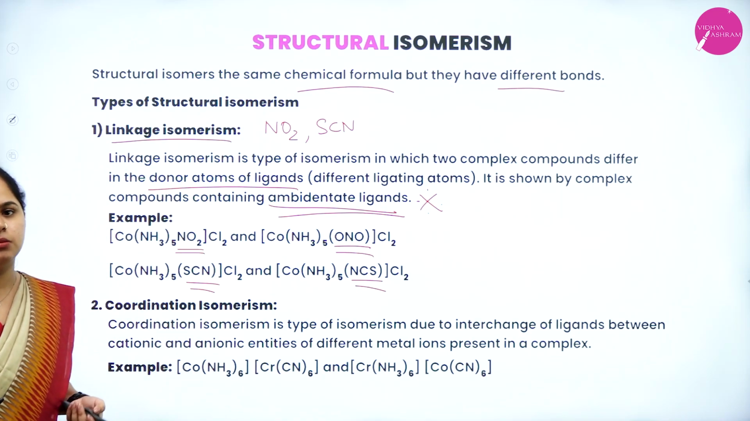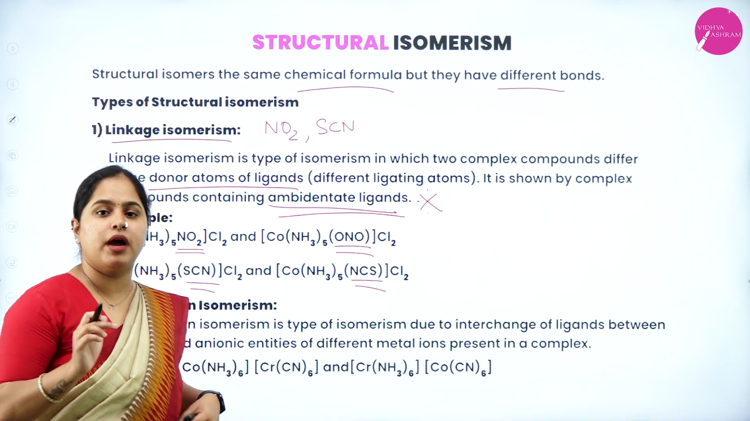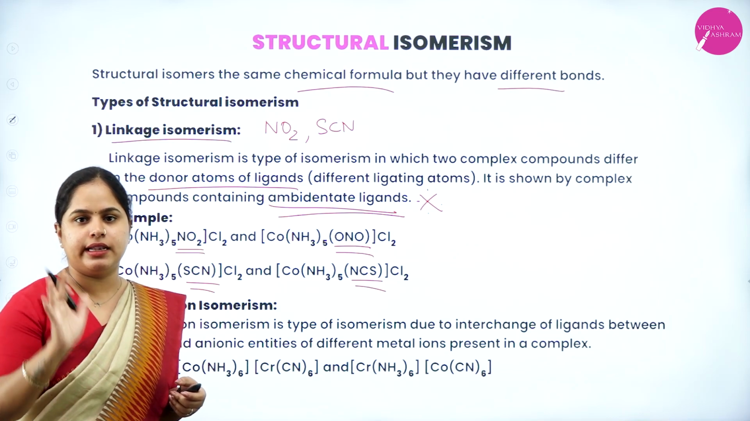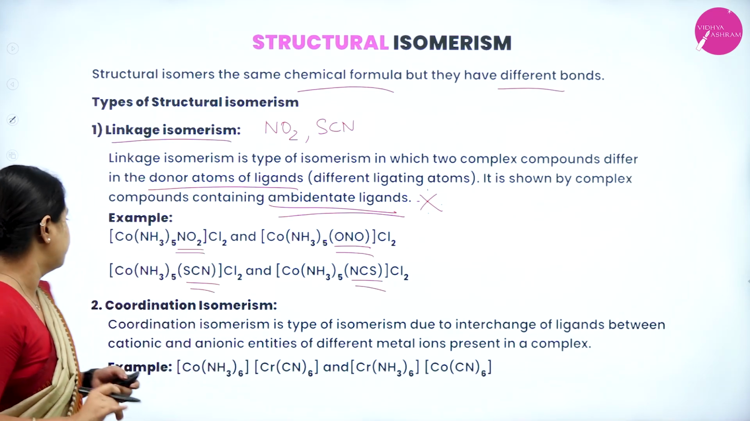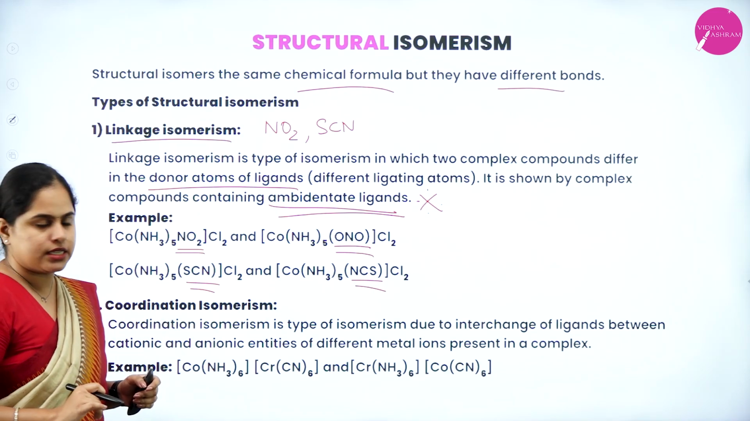So this is as simple as that. Linkage isomerism is shown only by ambidentate ligands. So which are the ambidentate ligands? You have to remember NO2 and SCN. Clear? Right. Coordination isomerism is the next type.